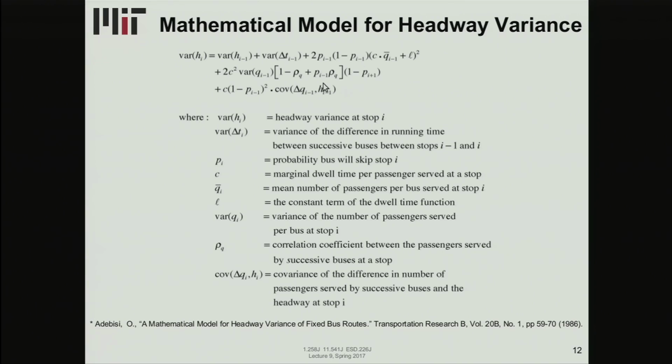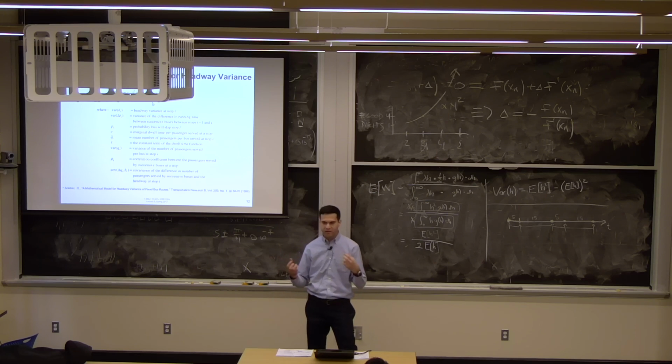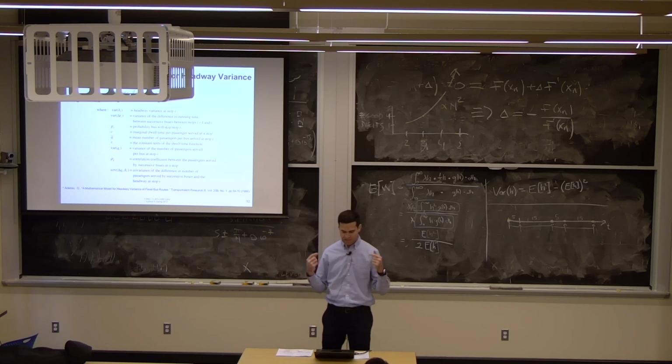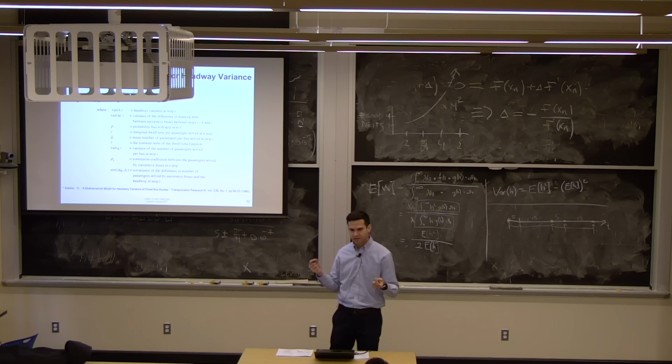So the last term here is again looking at C, which is the marginal dwell time per passenger. So this also has to do with dwell time, but this one is also multiplied by the covariance with headway. So this is that effect of the relationship between headway and passenger arrivals, right? Captured here as the covariance between those two quantities.